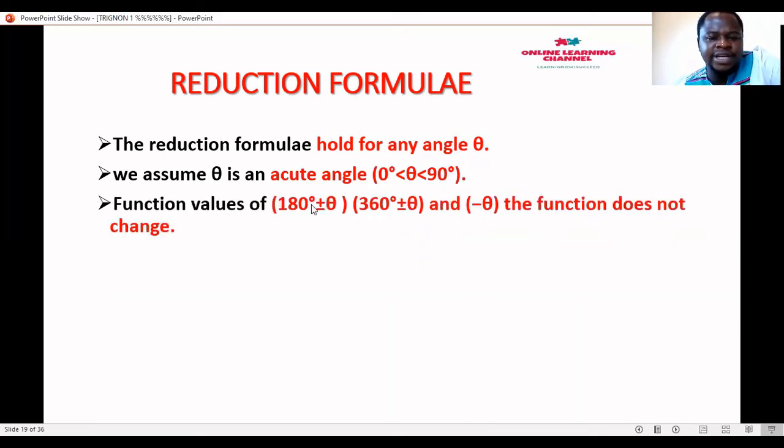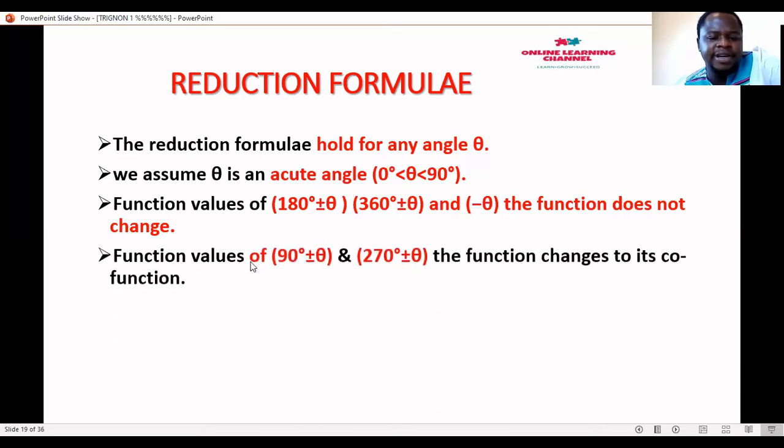So function values of 180 minus or plus theta, 360 plus or minus theta, and negative theta, the function does not change. And then function values of 90 minus or plus theta. Here you've got a cofunction, so it means that sine will change to cos. That's why we say the function changes to its cofunction, right?